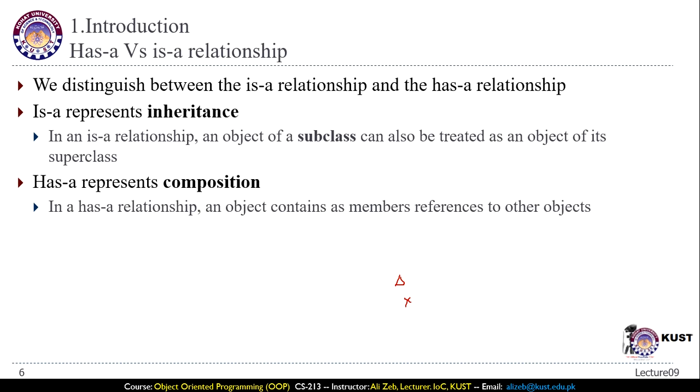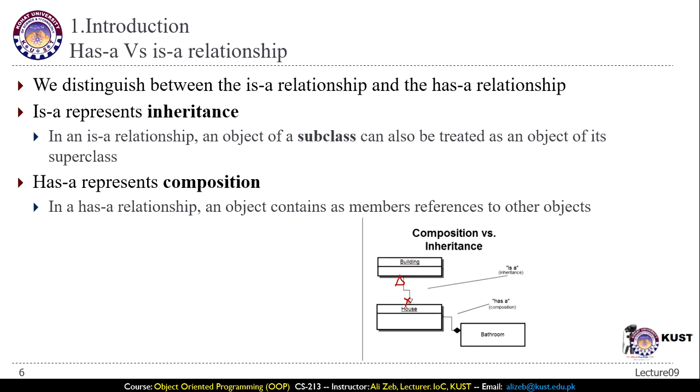Has-a relationship represents a composition relationship. In a has-a relationship, an object contains as members references to other objects, and we have seen this in detail. In this example, a house is derived from a building, and this arrow should always point towards the superclass. So we are deriving from the building. The house is a building. We can see that a house is a building and a house has a bathroom. So there is a has-a relationship between the house and the bathroom, but there is an is-a relationship between the house and a building.